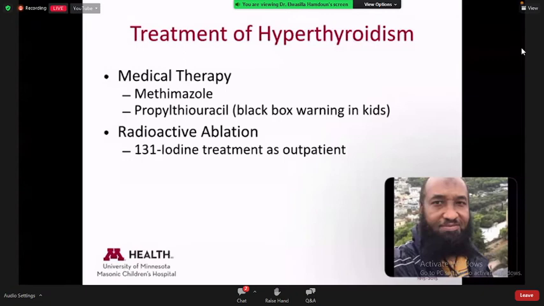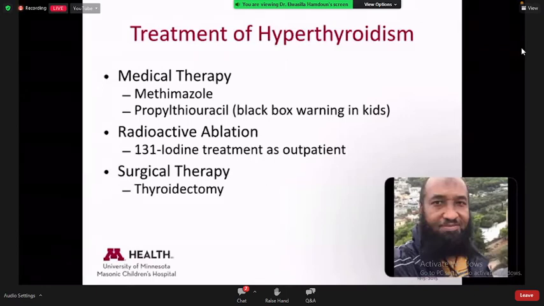Radioactive ablation, as I mentioned, is 131 iodine treatment. And then surgical treatment, that's the thyroidectomy. I'm not going to go into the details of when you use what, but remember, first line of treatment is medical treatment. And then radioactive iodine, there are some criteria. If met, it can be an option, likewise the surgical treatment.